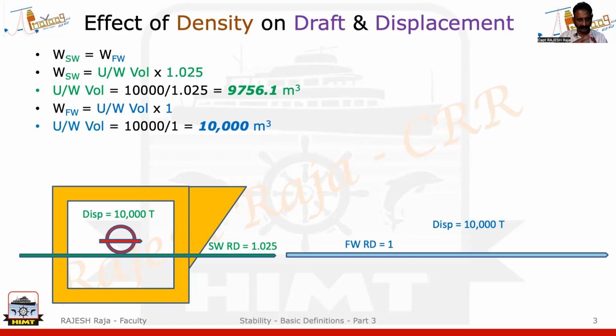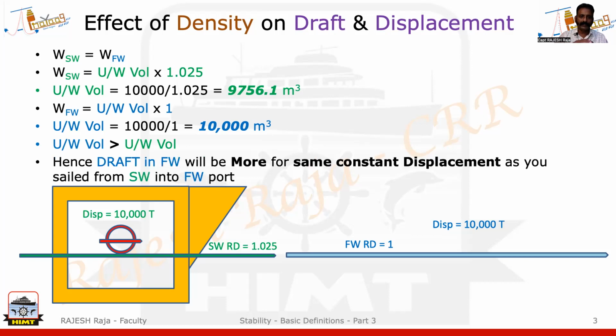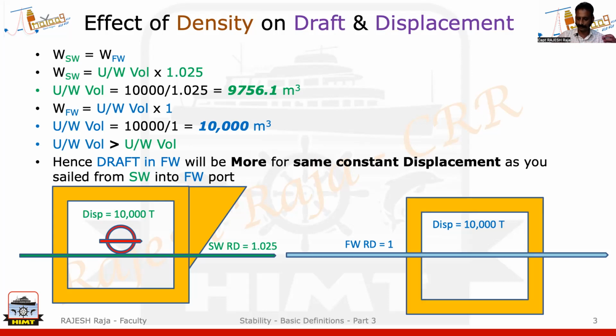Now, it's very evident that for the ship which sailed from saltwater into freshwater with the same displacement, there is a change in underwater volume. You can realize the underwater volume in freshwater is more than the underwater volume in seawater for the same displacement. Your underwater volume is directly related to your draft. So obviously, my draft in freshwater is going to be more for the same constant displacement as you sail from saltwater to freshwater. So I'm going to show you in a picture.